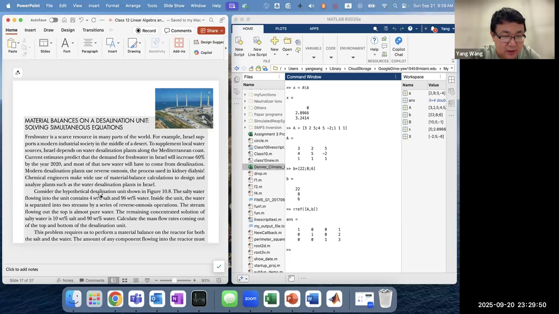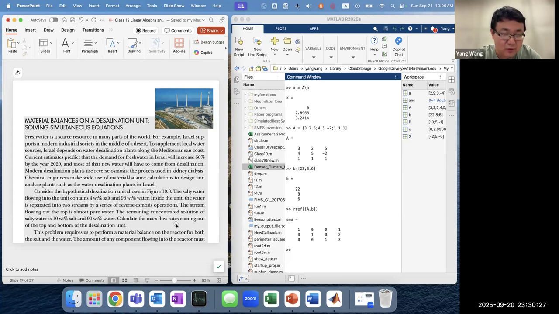So consider the hypothetical desalination unit shown in this figure. The salty water flowing into the unit contains 4 weight percent salt and 96% water. So inside the unit, the water is separated into 2 streams by a series of reverse osmosis operations. The stream flowing out of the top is almost pure water. The remaining concentrated solution of the salty water is 10% salt and 90% water, which makes sense, right? So you pull the salt out, and this is more like a concentrated salt stream.